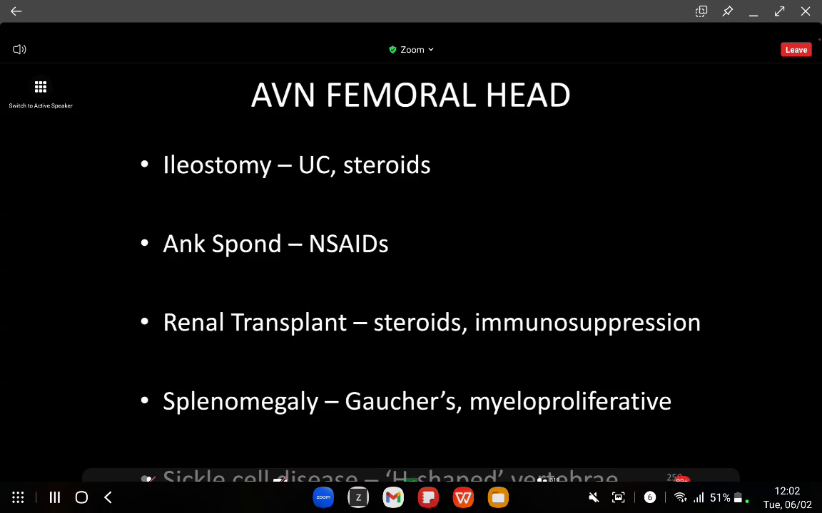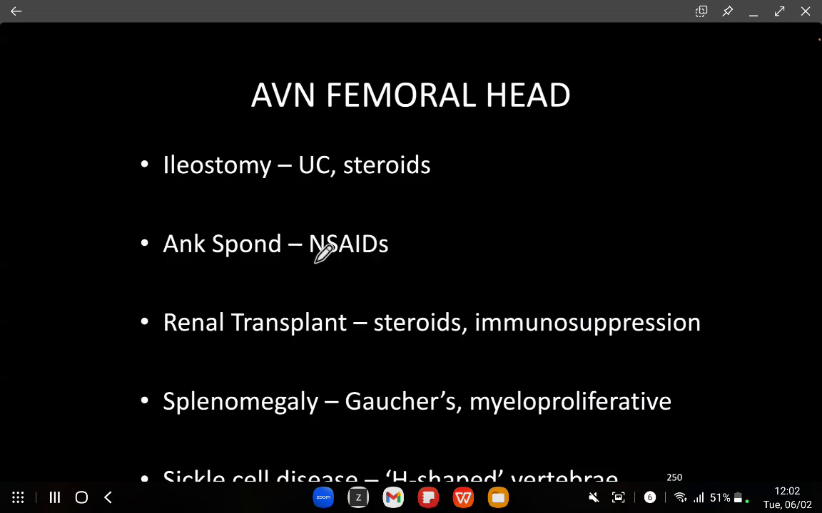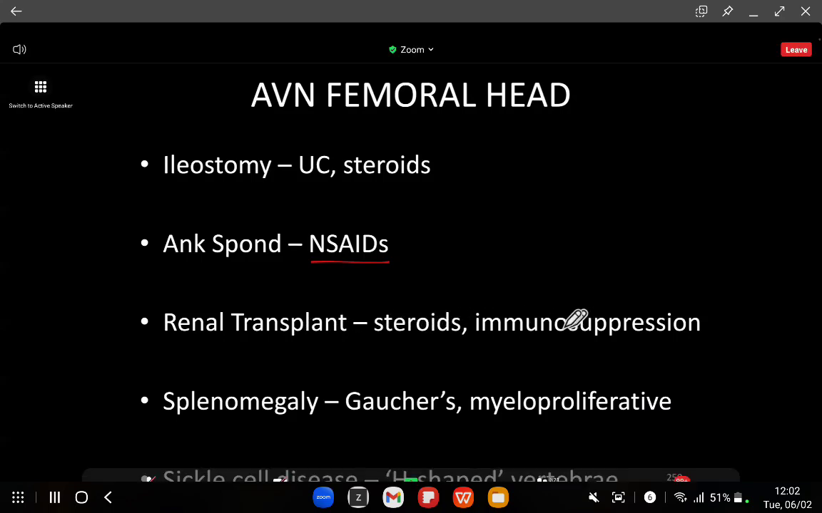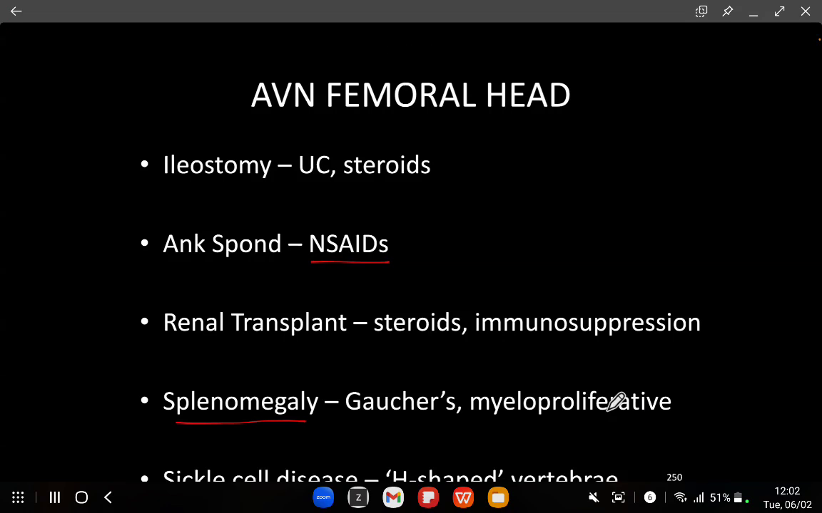So, for example, ileostomy, ulcerative colitis, steroids, ankylosing spondylitis is associated with taking NSAIDs, which again can give you avascular necrosis. A renal transplant, obviously steroids and immunosuppression. Patient may have a big spleen, in which case they could have Gaucher's, or a myeloproliferative disorder, which makes your platelets sticky and your plasma viscosity high, and then sickle cell disease.